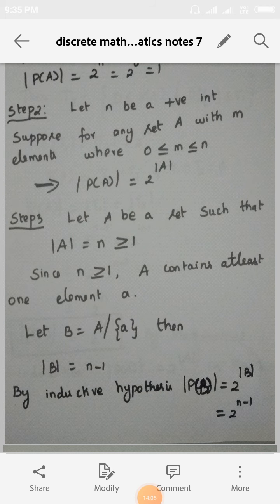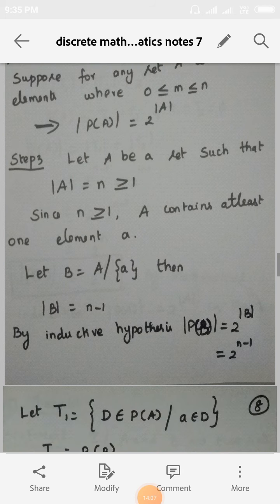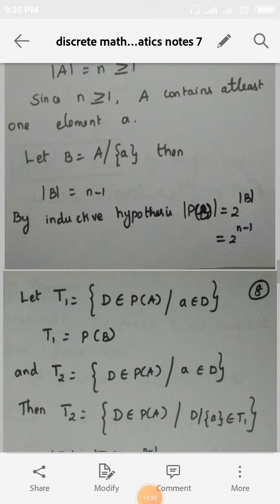Let us take another set, capital B, where capital B is nothing but A difference set {a}. Here capital A and B are the sets and the small a is the element. So capital B is equal to A difference {a}. Then modulus of B is equal to n minus 1. Therefore, modulus of P of B is nothing but 2 power modulus of B, that is 2 power n minus 1. We have to take the transformation, that is T1. T1 is equal to the set of D belonging to P of A such that a does not belong to D. That is, T1 is equal to P of B.